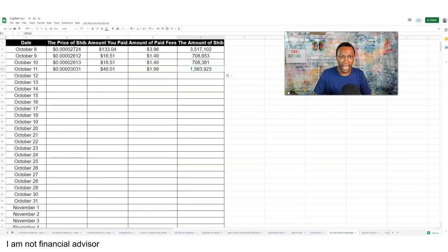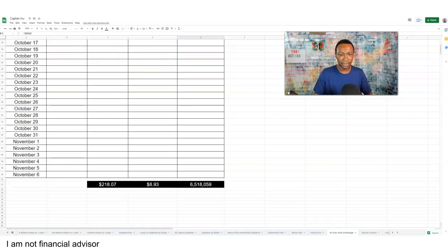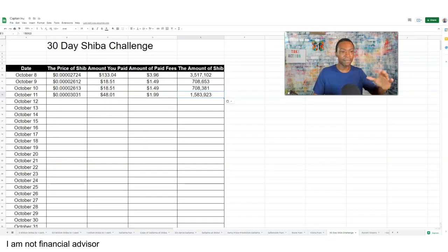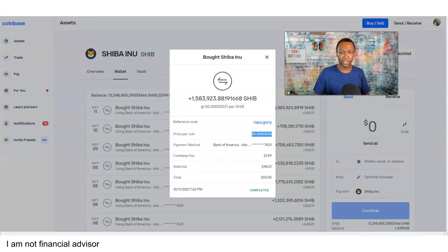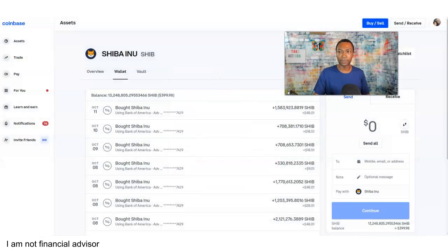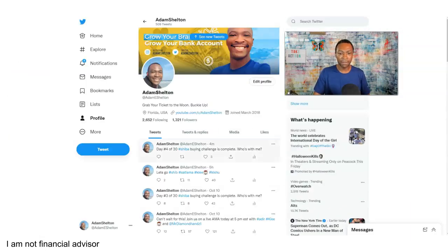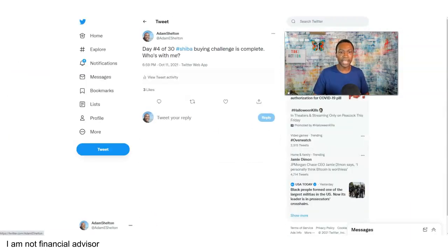And it looks like we have 6.5 million Shiba since October 8th. This is day number 4. It's in the books. Day number 4. We got Shiba. You see it right here just a few seconds ago. And then we just tweeted it out that we just bought Shiba. Day 4 of 30, Shiba buying challenge is complete. Who is with me? We just did this, so people will go ahead and start liking this tweet.